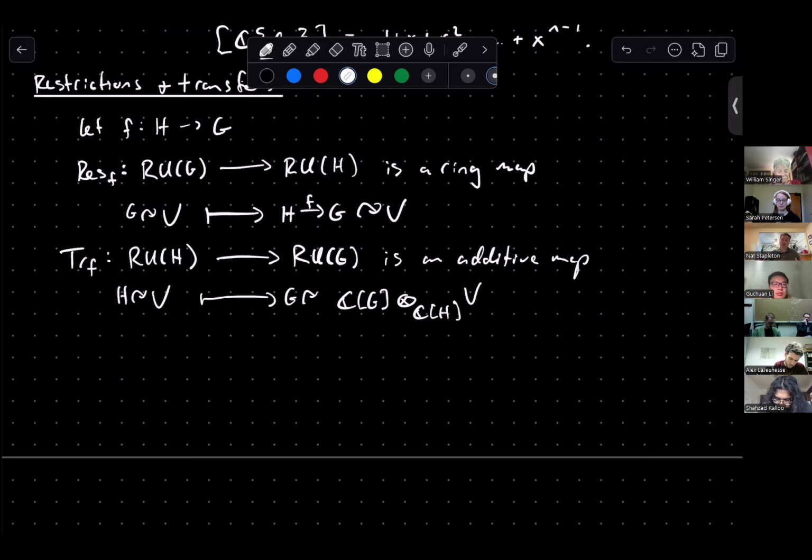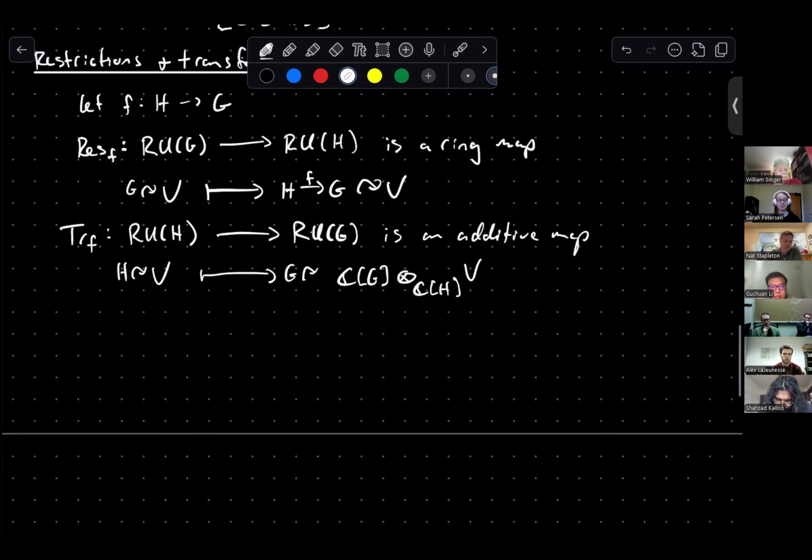It is important to note that these transfers make sense for an arbitrary map of finite groups. This is actually a little bit unusual. The case where F is an injection is the case that's important for the definition of a global Mackey functor, which we'll discuss a little bit more in a bit. But let's do an example.